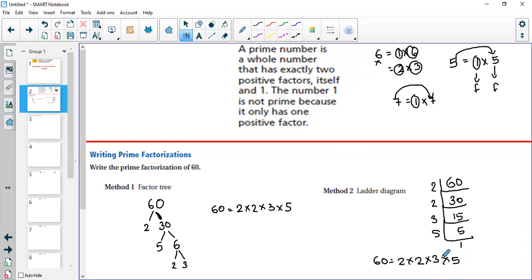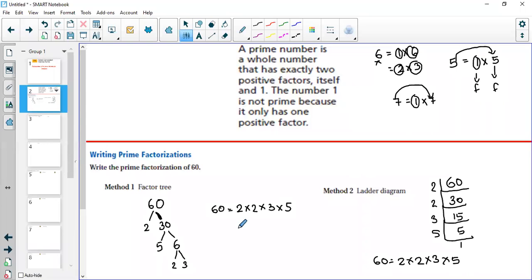No matter which factors you choose, except 1 and the number itself, any other factor you choose, finally when you finish prime factorization, your prime factorization is going to be the same, whether you use the factor tree or the ladder diagram. So it's totally up to you which method you want to choose.